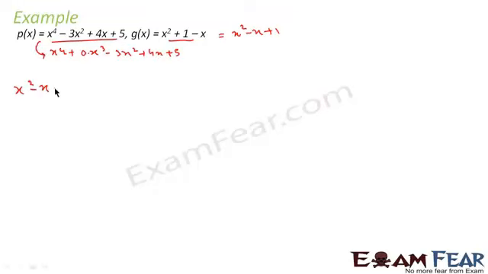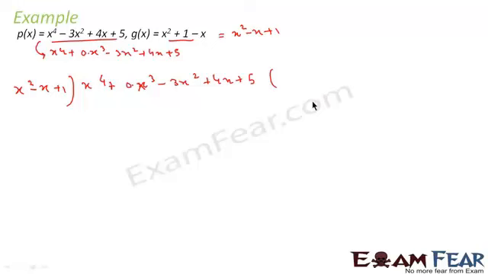x square minus x plus 1. Here you get x to the power 4 minus 0x cube minus 3x square plus 4x plus 5. Correct? I have used this 0x cube. I will show you why. Because I will get something in the x cube form, so that I can write beneath here. That's it. You can do it plus minus at this point.